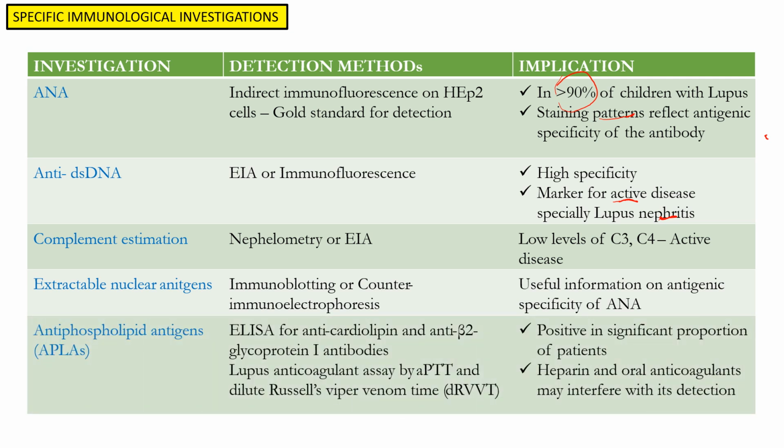Antiphospholipid antibodies are detected by ELISA for anticardiolipin and anti-beta-2 glycoprotein 1 antibodies. Lupus anticoagulant assay is by APTT and dilute Russell's viper venom time test. It is positive in a significant proportion of patients, and heparin and oral anticoagulants may interfere with its detection.